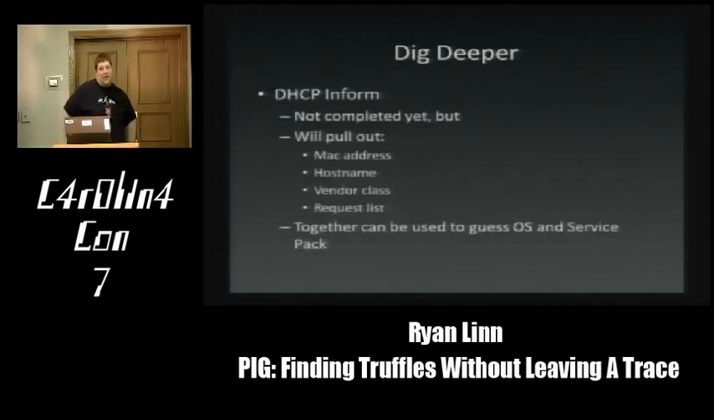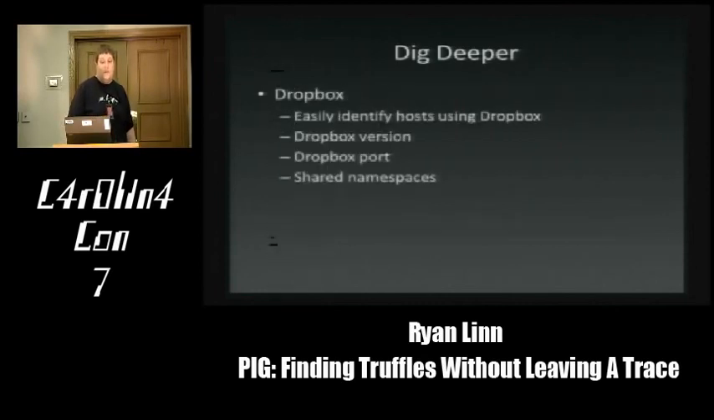DHCP informs are interesting. So you may not see the request and you may not see the response, but a lot of the time you will see the informs. And so this is another one where I'm trying to finish it out, but it pulls out the MAC address, hostname, vendor class, and request list. The vendor class and request list is well known to be able to fingerprint hosts to be able to figure out what specific operating system they're running, sometimes down to service pack level. So you can use this to, just based off the DHCP traffic, figure out what OS a host is running without scanning. And these are broadcasted out pretty freely in a lot of environments.